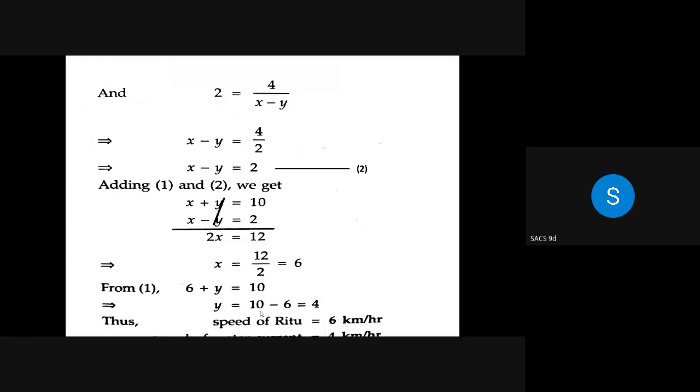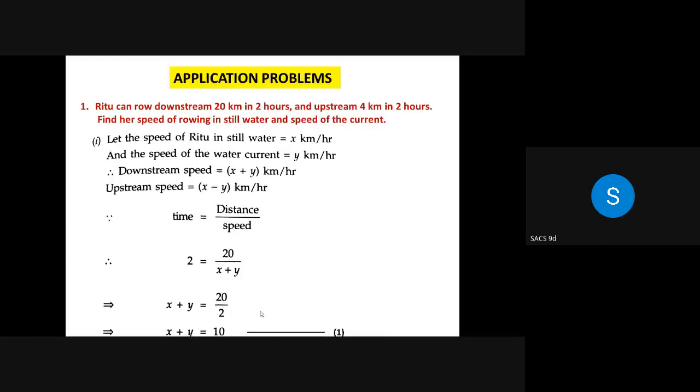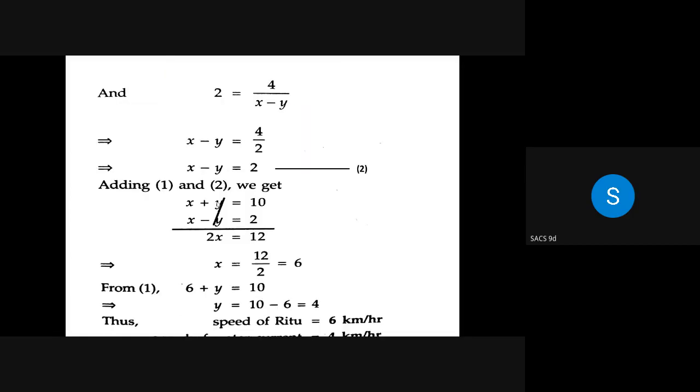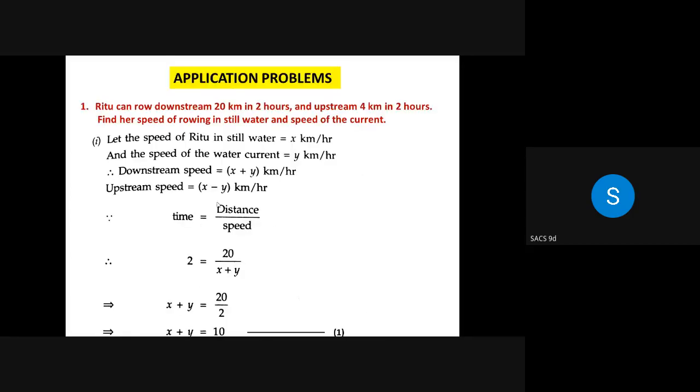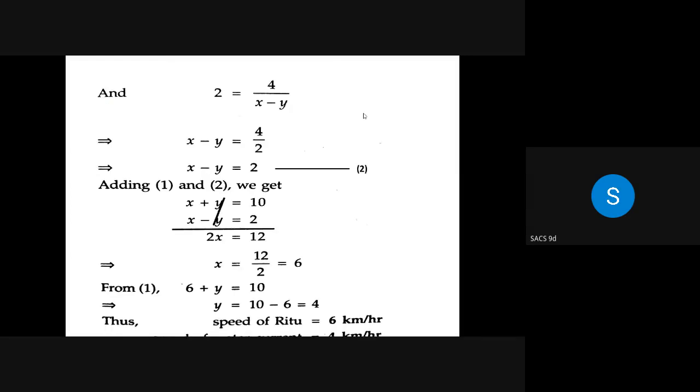Second case will be for upstream. Speed in case of upstream will be x minus y. Now upstream, it is going 4 kilometer in 2 hours. So the distance has reduced to 4 kilometer. So again, we will apply the same formula, time is distance by speed, and form the second equation. So second equation is x minus y equal to 2.